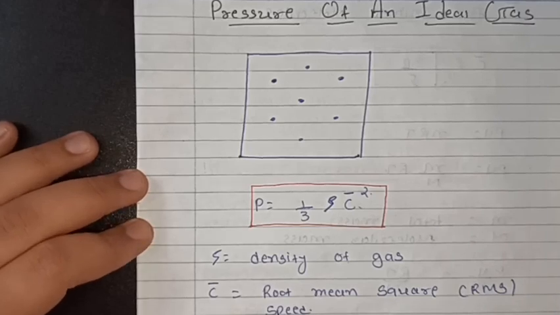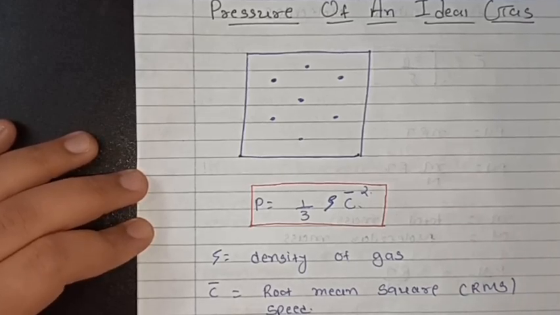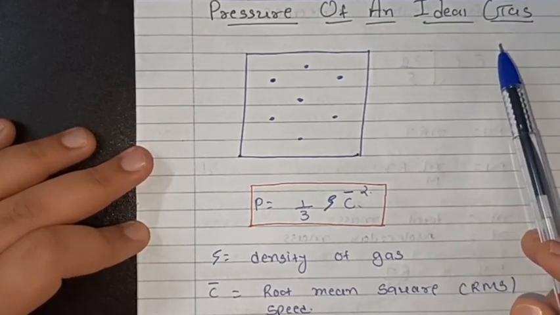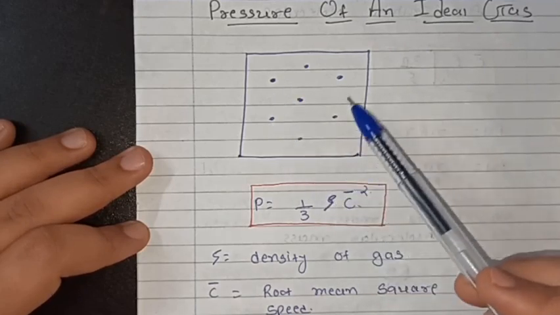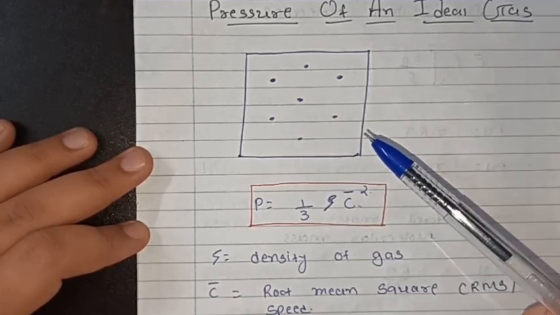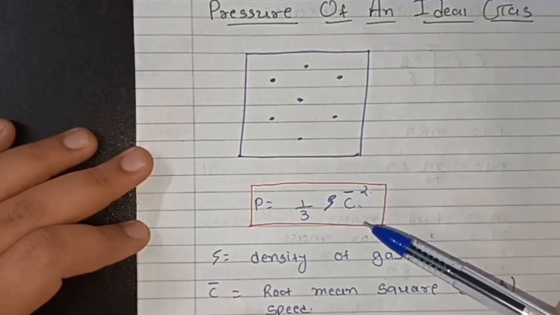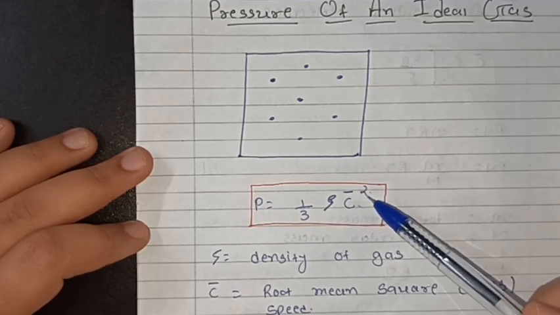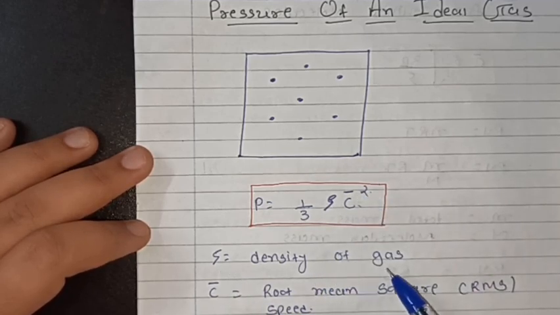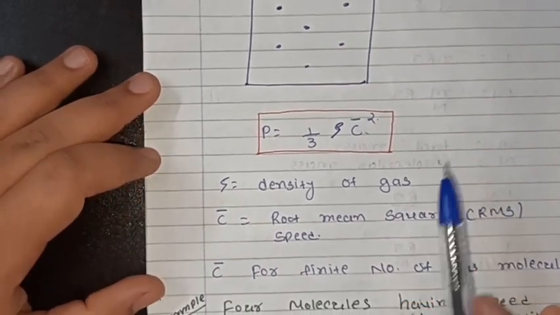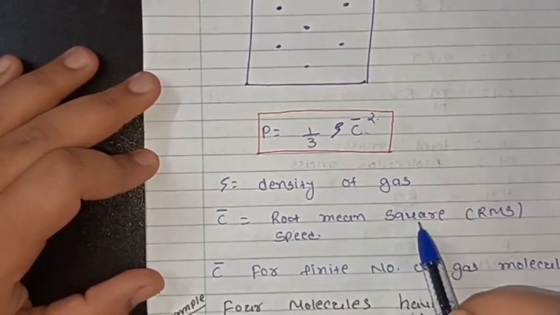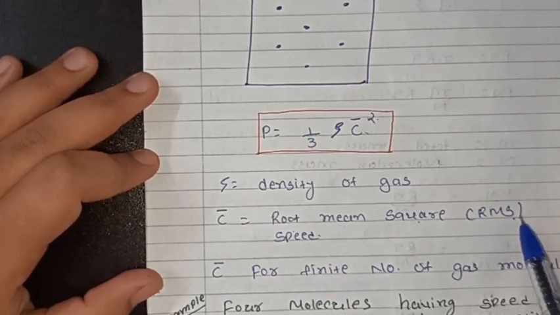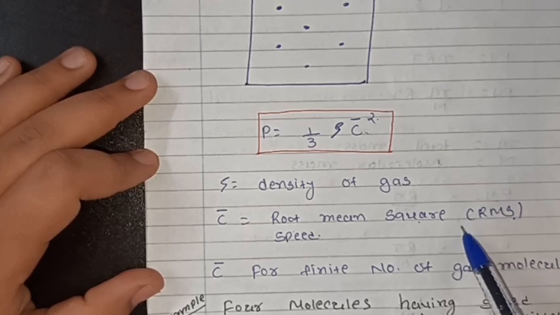Now, after learning about ideal gas equation and universal gas constant, let us find the pressure of an ideal gas. There is a container, inside that an ideal gas is filled. So the pressure inside the container is 1 by 3 rho C bar square. Here rho is the density of gas and C bar is the root mean square speed, that is RMS speed of the gas molecules. Now we will discuss about the RMS speed.